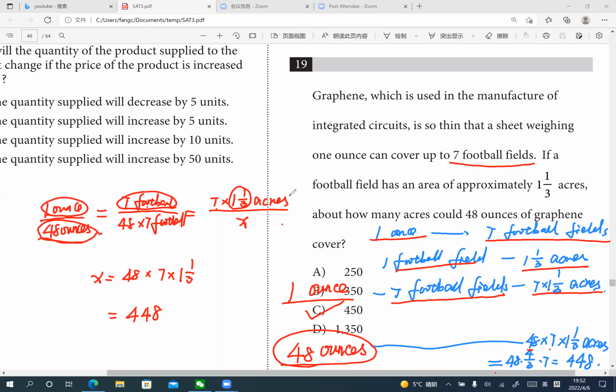And so we use proportion: 1/48 equals 7 times 1 and 1/3 over X. To find the value, X should be equal to 48 times 7 times 1 and 1/3. And the value is 448 after calculation. So the answer is still the same.